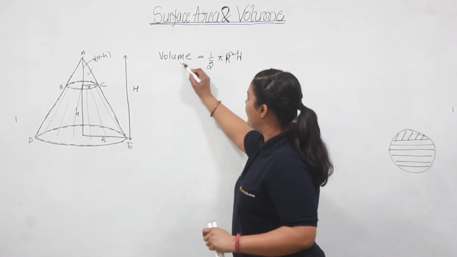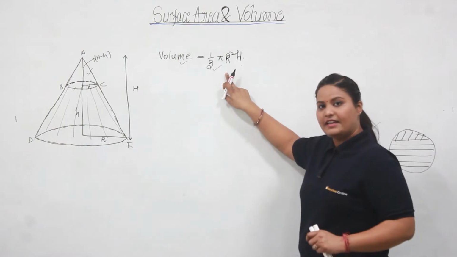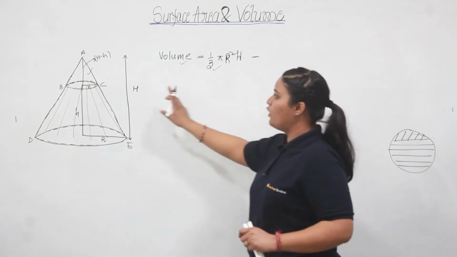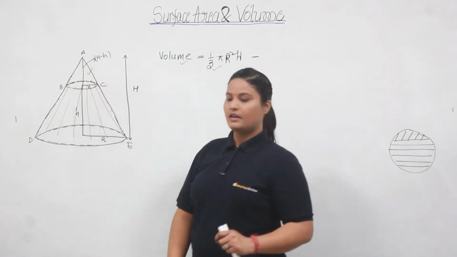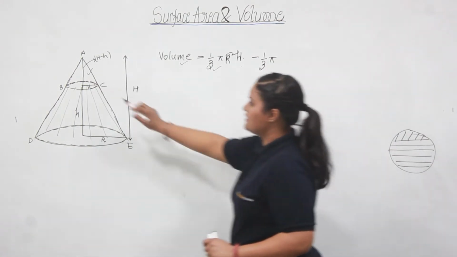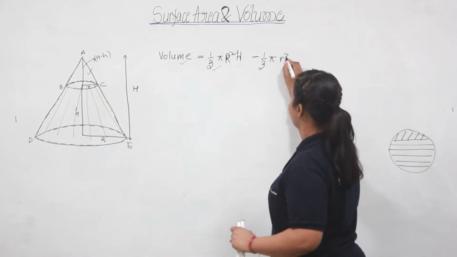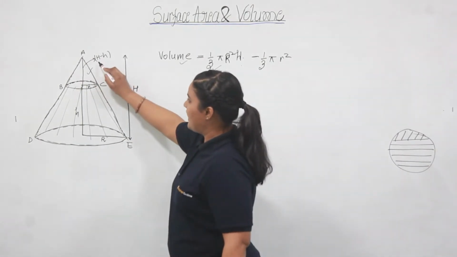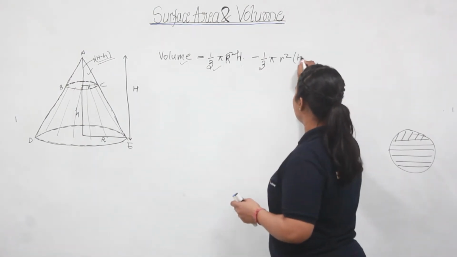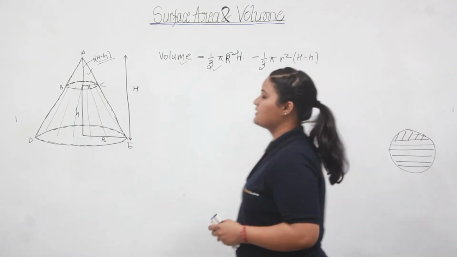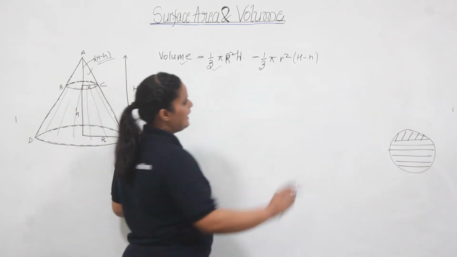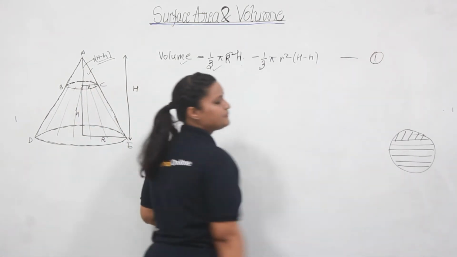Since I already have the volume of the entire cone, that is 1 by 3 pi R square H, what will be the volume of this smaller cone? It will be 1 by 3 pi. It has radius small r, and what is the height? The height is H minus h. Clear? The height is H minus h. Is that clear, class? This is a very important part and I will mark it as equation 1.